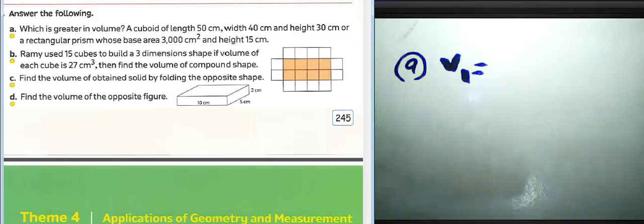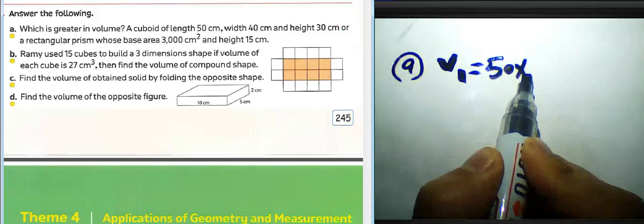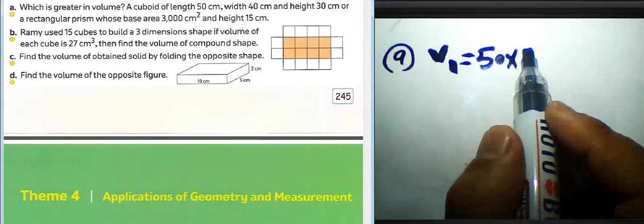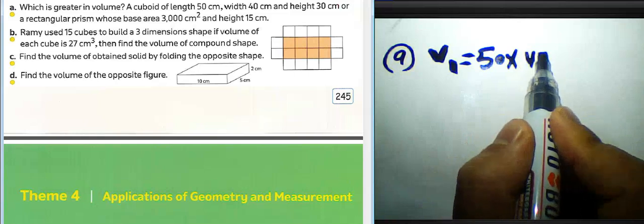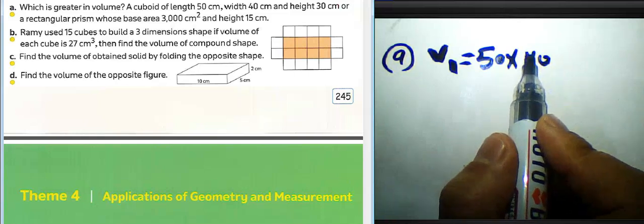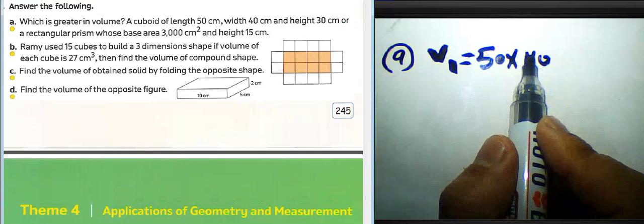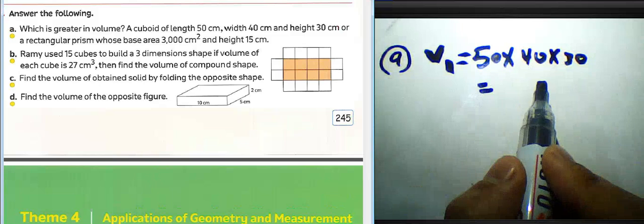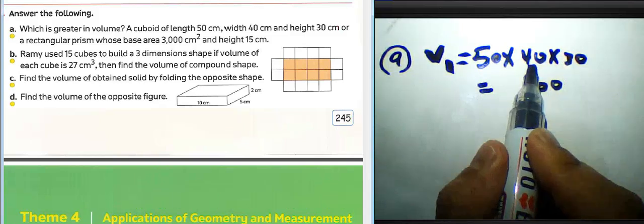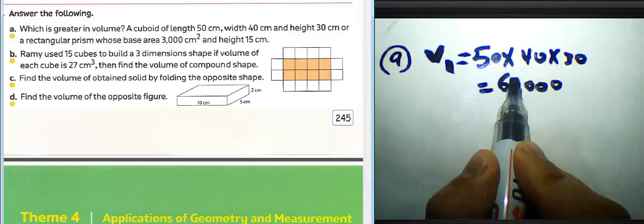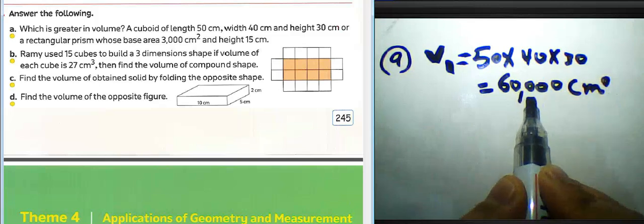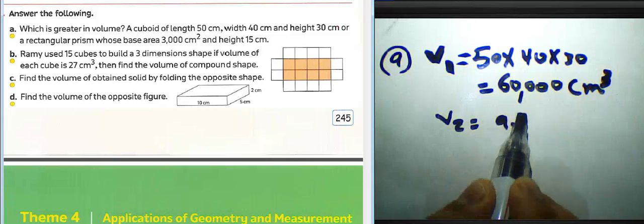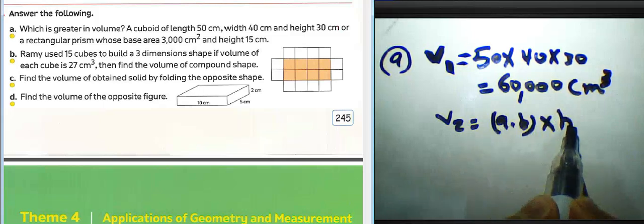Question letter A. Volume 1 equals 50 multiplied by 40 multiplied by 30. It will be what? Write 30. 3 times 4 is 12, 12 times 5 equals 60. It will be 60,000 cubic centimeter.